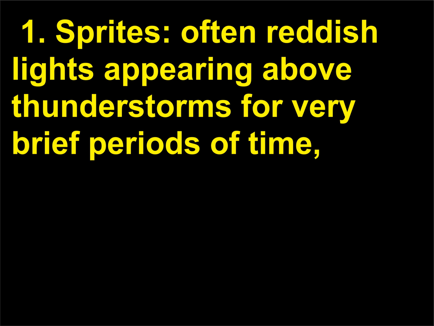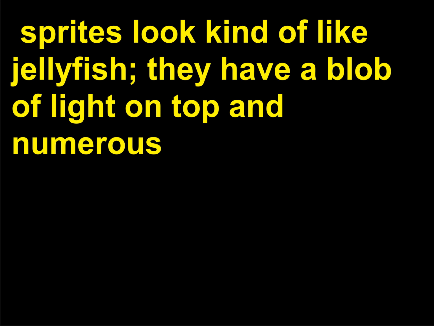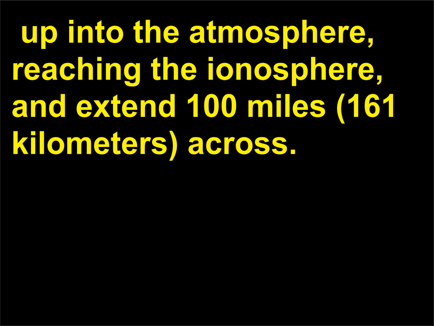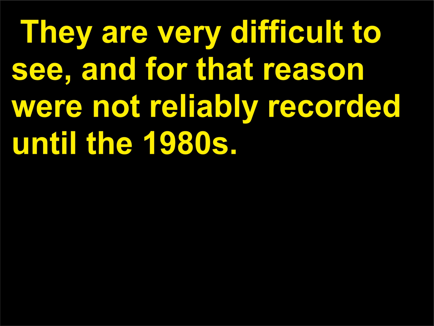One, sprites, often reddish lights appearing above thunderstorms for very brief periods of time. Sprites look kind of like jellyfish, they have a blob of light on top and numerous tendrils descending downward. Sprites can shoot 55 to 60 miles, about 90 to 95 kilometers, up into the atmosphere, reaching the ionosphere, and extend 100 miles, 161 kilometers, across. They are very difficult to see, and for that reason were not reliably recorded until the 1980s.